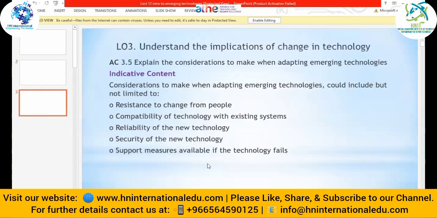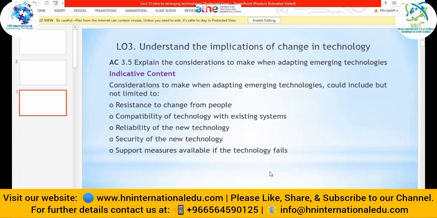or emerging technologies. So in this, we will learn about the indicative content, and this is not limited. These things are important and should be considered, but there can be other things also. Considerations to make when adapting emerging technologies could include, but are not limited to: first of all, resistance to change from people. People should be willing to change wholeheartedly.